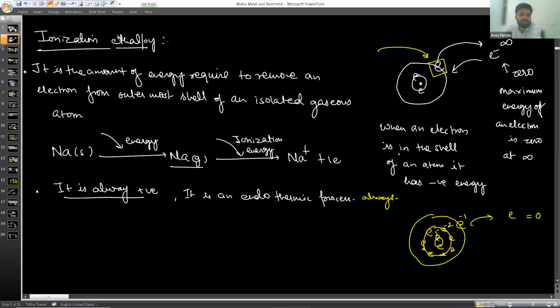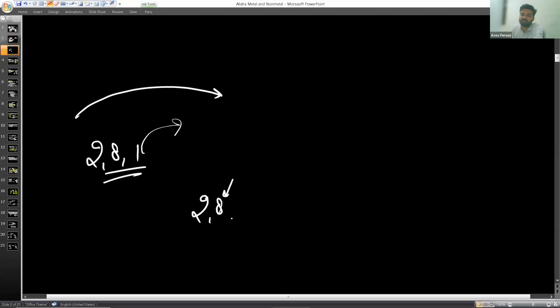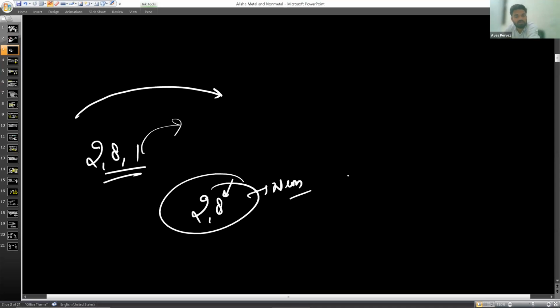Next, metals have low ionization energy, meaning they can easily lose electrons. For example, sodium has electronic configuration 2, 8, 1. It will lose one electron and become 2, 8, the stable electronic configuration of neon. So metals generally lose electrons. If an element has five electrons, it is a non-metal. It can gain electrons, but metals always lose electrons.